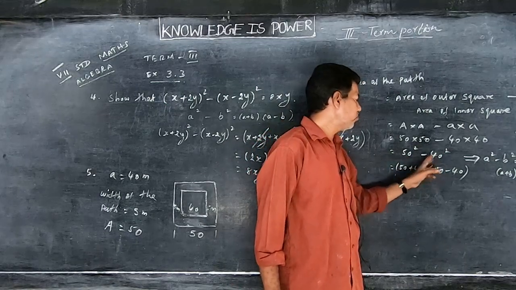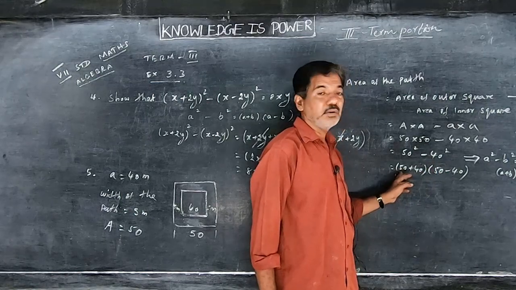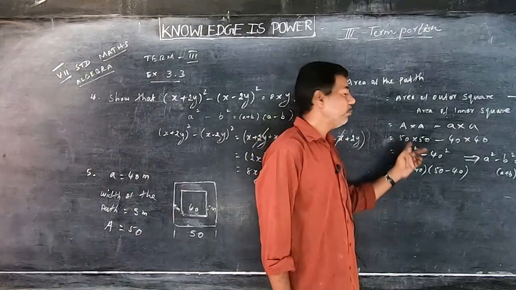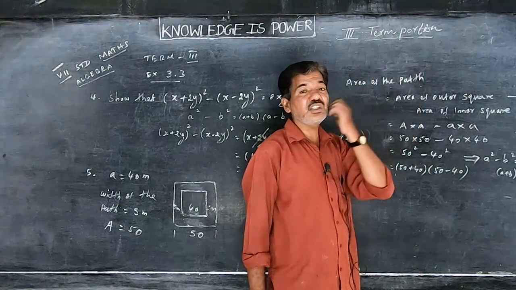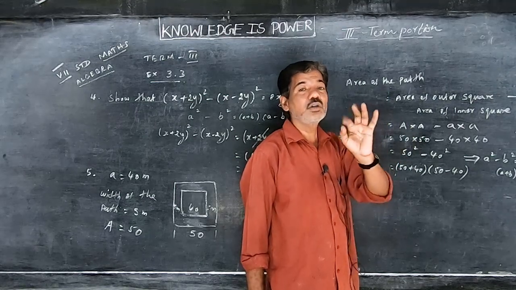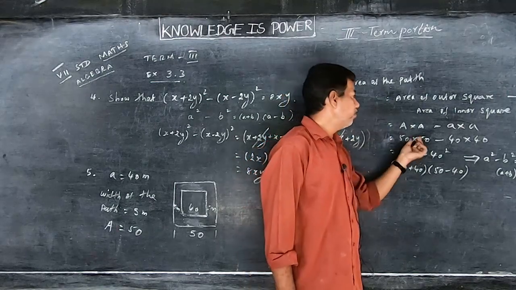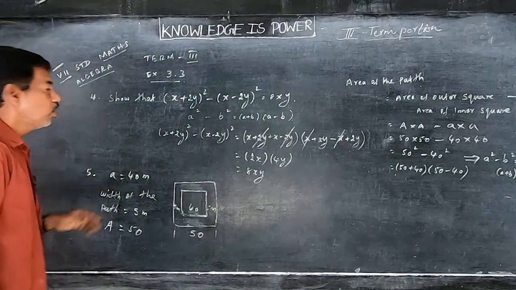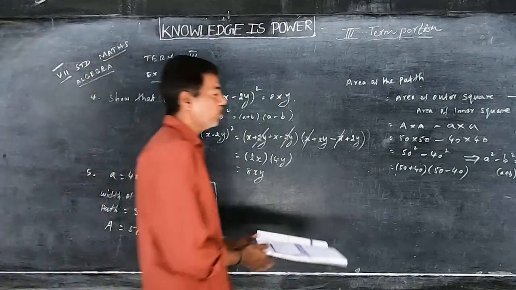50 square minus 40 square. Why? Because you have studied in the earlier session, the area of square will be side into side. We have taken the bigger side as 50 and the smaller side as 40. Can you follow this?